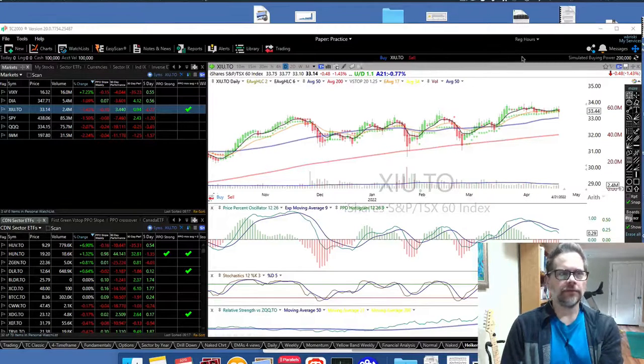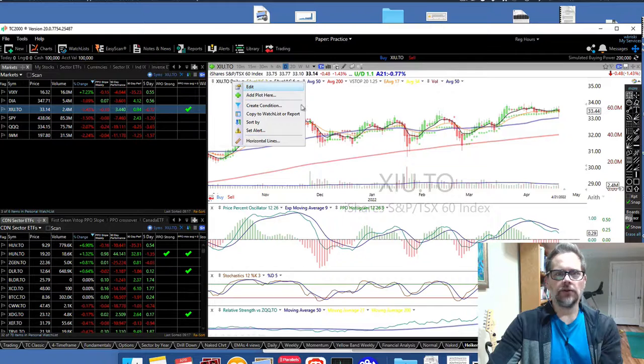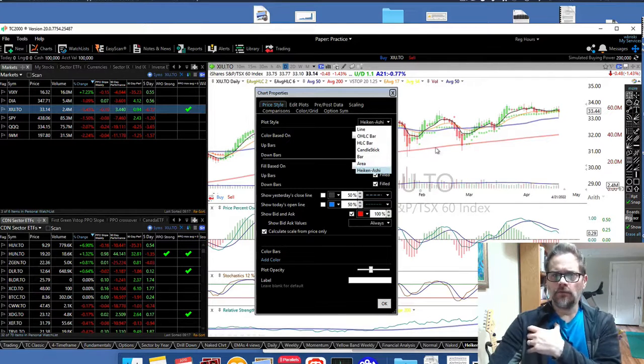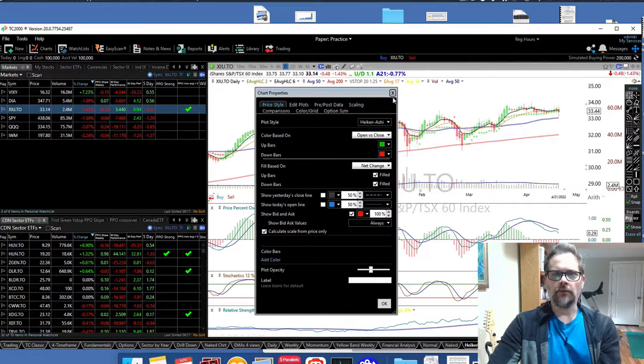I'm going to go through the markets again. These charts are using Heikin-Ashi candles, which kind of averages the previous day as well and smooths out some of the trends. If you go up here and say edit, you can change the candles here, plot style, Heikin-Ashi, line charts. I like candlesticks, but Heikin-Ashi is smoother, and you can also change the colors if you want to just use black and white or whatever like that.